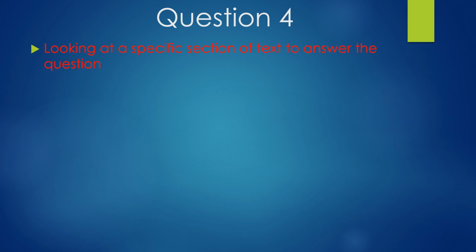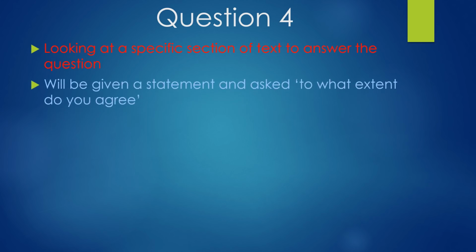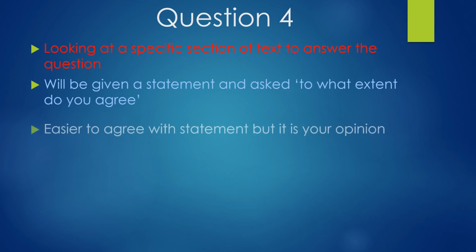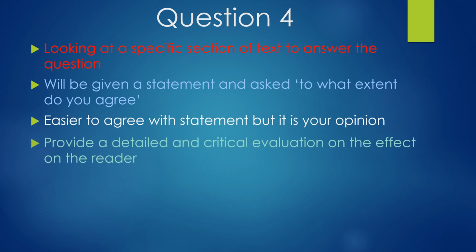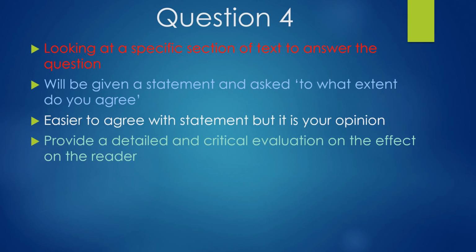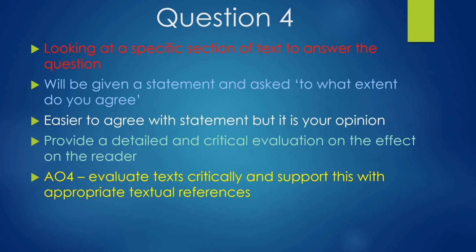Question 4. You're looking at a specific section of the text to answer the question. You'll be given a statement and asked to what extent you agree. Now it's easier to agree with the statement, but you can disagree. It is your opinion and it will be dependent on the text and what you feel at the time. So provide a detailed and critical evaluation of the effect on the reader. This will be assessing your AO4, so evaluate the text critically and support this with appropriate textual references.